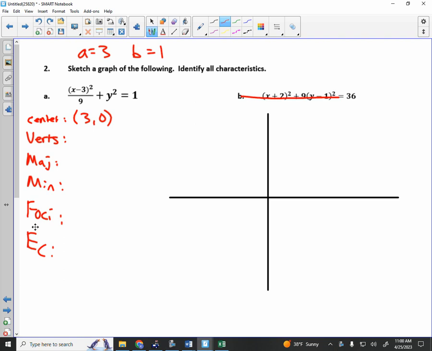So what's the biggest I would need my graph to be if I can move 3 units in any direction? 6. Everybody agrees 6 would be enough? So I'm going to make a 6 by 6 graph, and that should be enough to see everything I want. 1, 2, 3. All right, I plot my center.